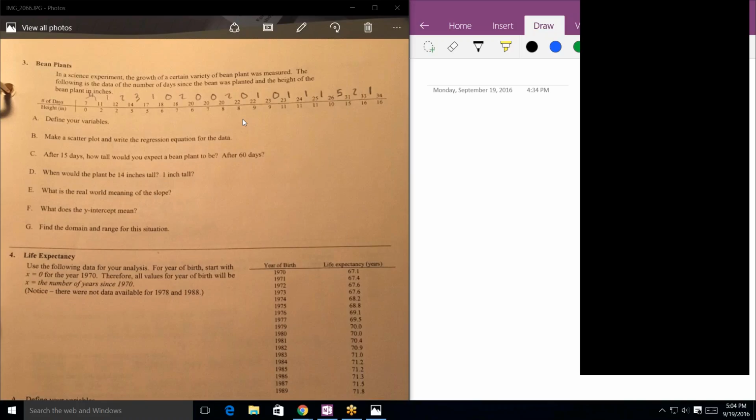remember a function has to pass the vertical line test, which means you can't have multiple values of x, or excuse me, the same value of x being equal to multiple values of y. So that's the difference. And with this case, if you let x be the number of days, then you don't really have that.